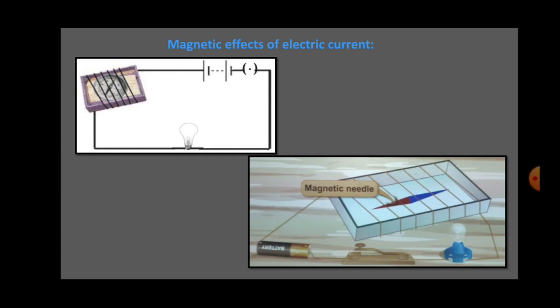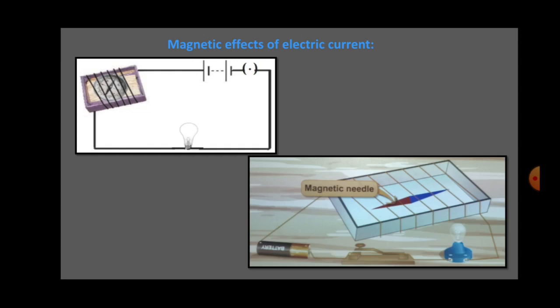Now we have to mark the position of the magnetic needle, and then after that we have to start the current. Once we have arranged the apparatus, we have to bring a bar magnet near the inner tray of the matchbox. We will find that the magnetic needle changes its direction, and then we have to start the electric current. So how will we start the electric current?